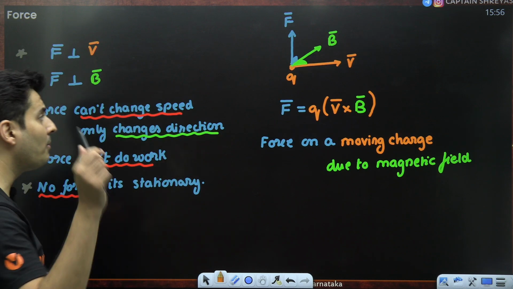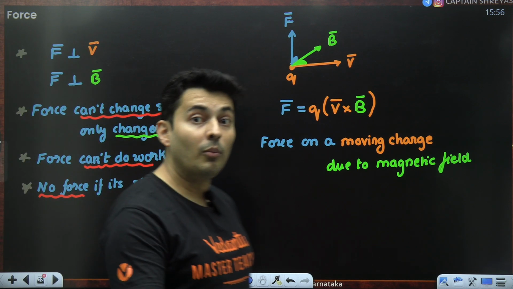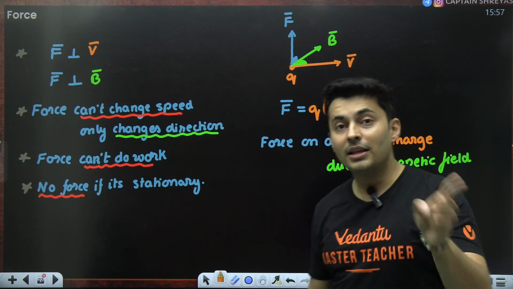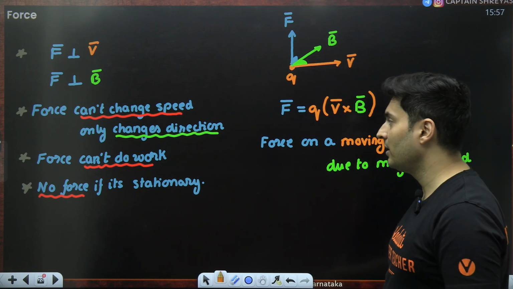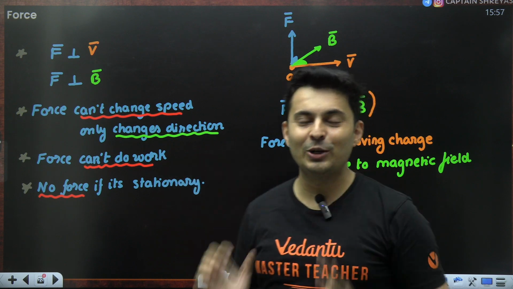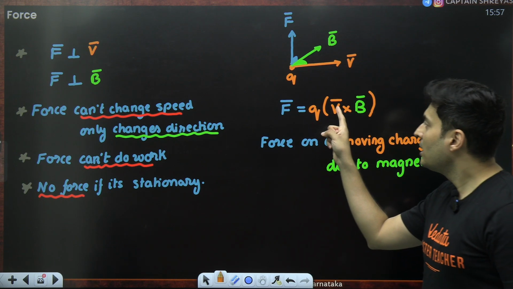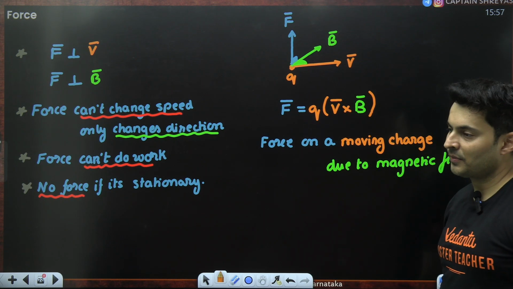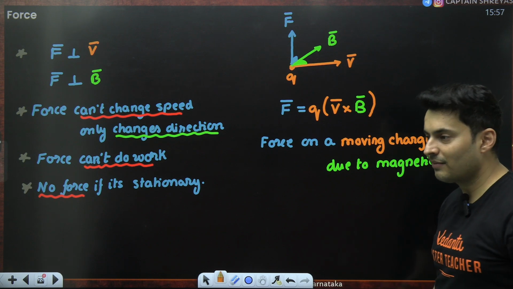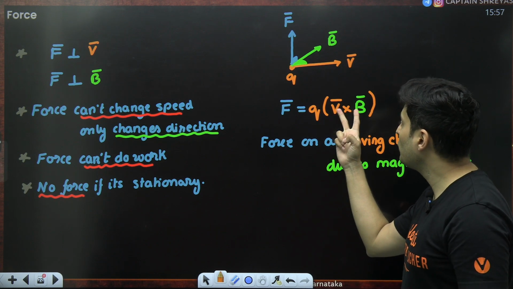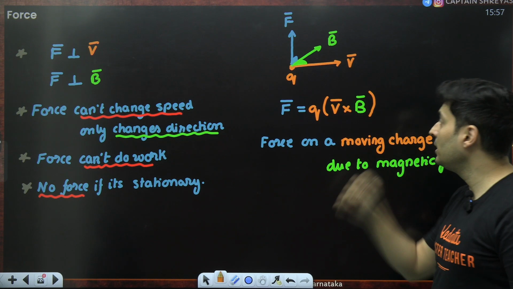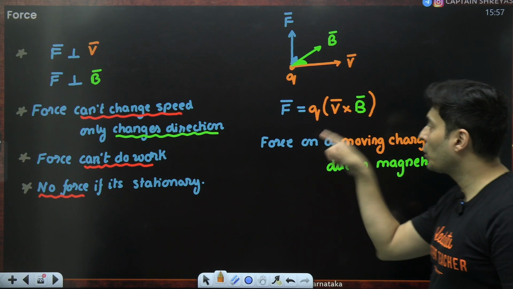What happens when a magnetic field is there? The moment a magnetic field is there, there is a force due to the magnetic field. But it is not magnetic field into the charge. The formula is slightly different. The formula is Q into V cross B. It's not charge into magnetic field, that is wrong. It is charge into velocity of the charge cross magnetic field. This is a cross product.